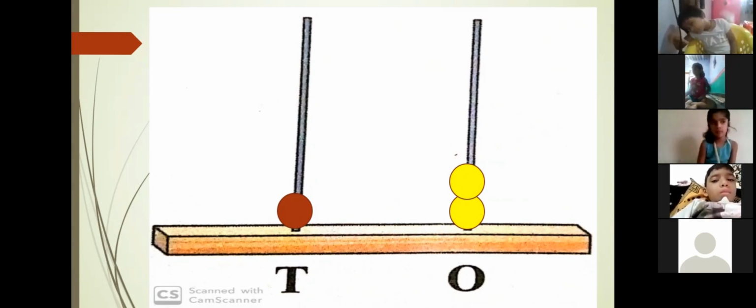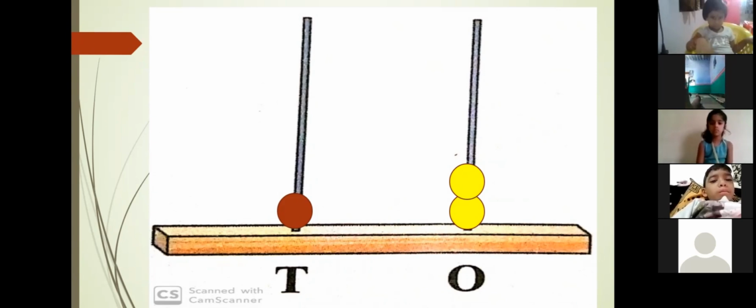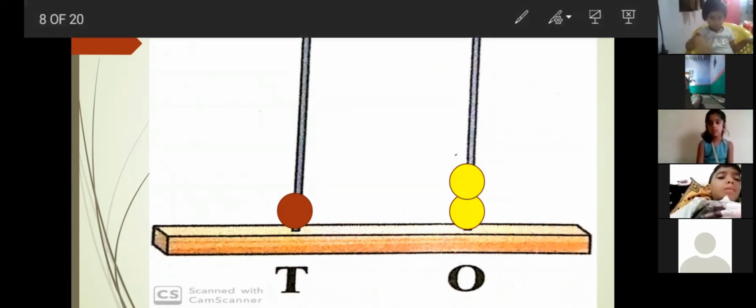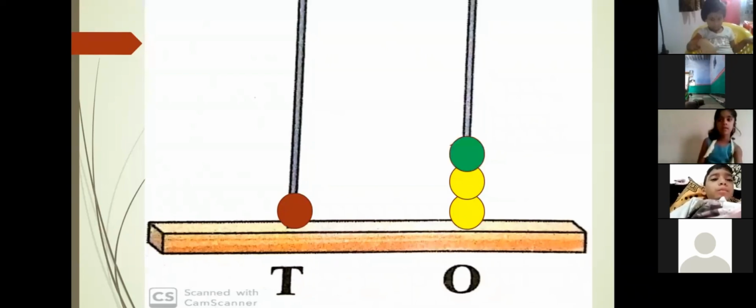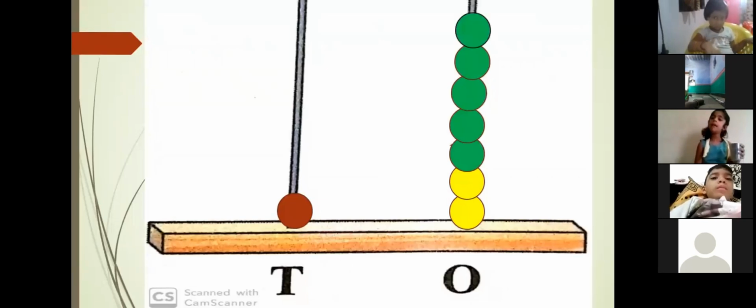Then plus 6 they have given. So we'll put 6 more beads in ones place because 6 is a 1-digit number. So we'll put 1, 2, 3, 4, 5, 6. See, children, this is how we put the beads.